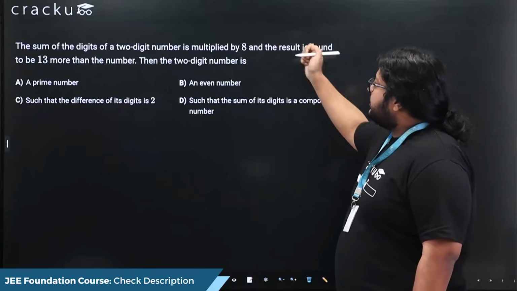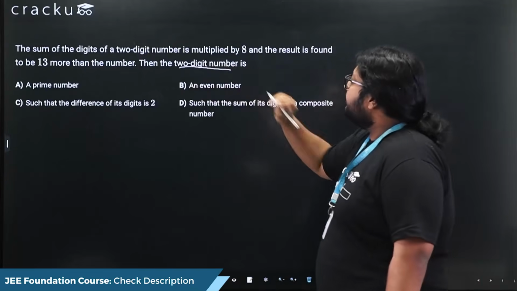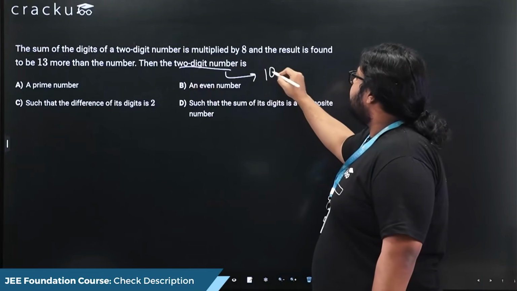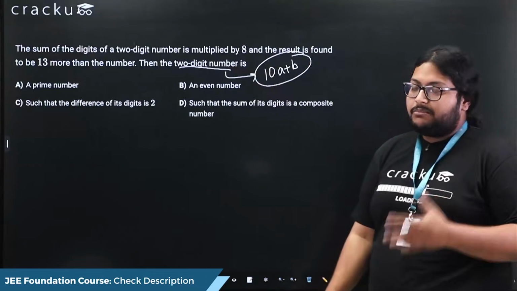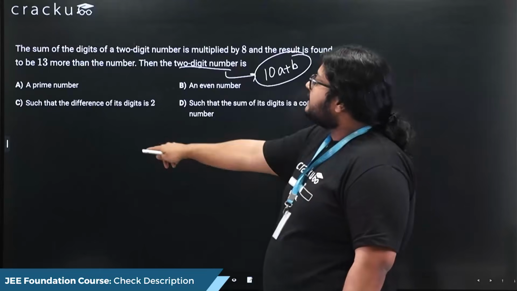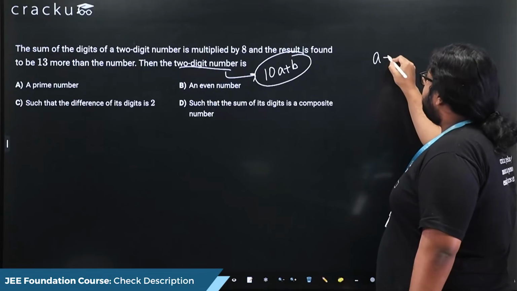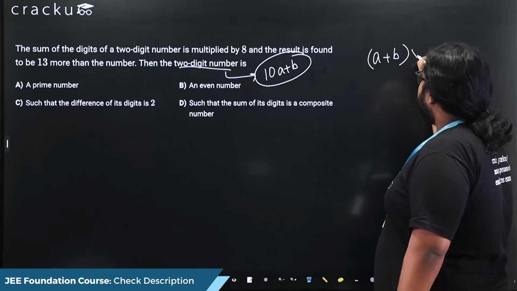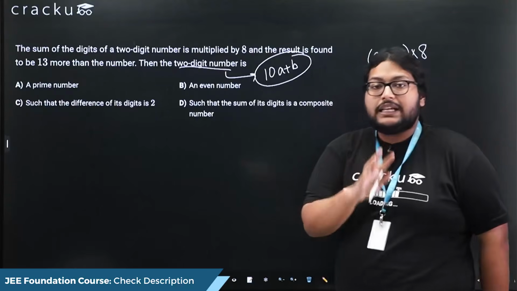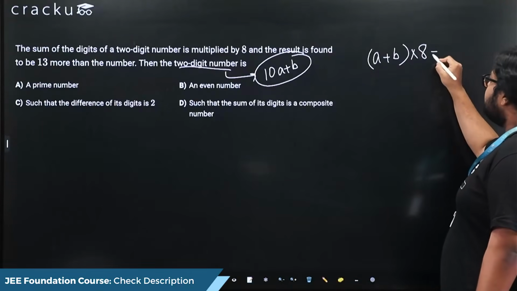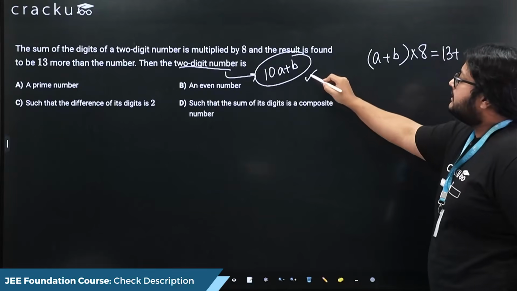So in this question, we are told the sum of the digits of a 2-digit number. We need to find the 2-digit number. So let's say the 2-digit number is 10A plus B. Whatever it is, the digits are A and B. The number is 10A plus B. The sum of the digits, A plus B, is multiplied by 8. And the result is found to be 13 more than the number. So this is equal to 13 more than the original number. This is the number.